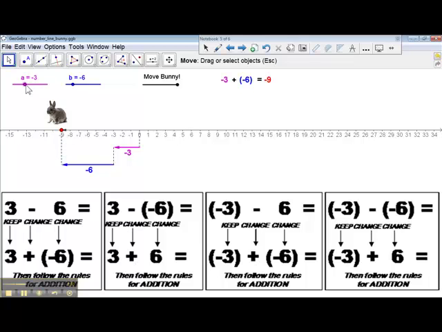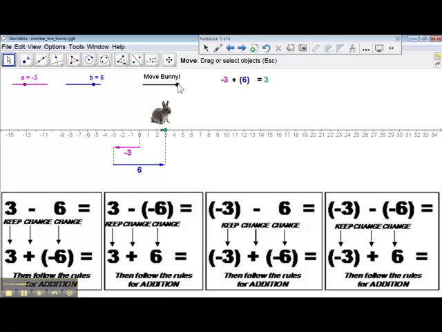And then the last one here, we have negative 3 minus negative 6, and the opposite of minus negative 6 is plus positive 6. So let's move that here. Negative 3, positive 6, and we wind up with positive 3.